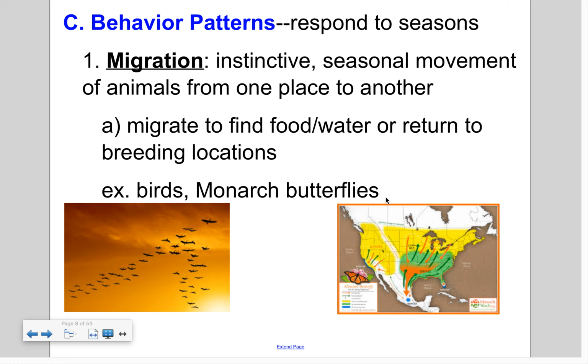Behavior patterns, which means that their behavior corresponds to seasons. One of them is called migration, which is seasonal movement from one area to another. We see this in our area, especially with birds, how they migrate to find food or water or return to breeding locations. Monarch butterflies do the same thing. Right before fall, they will migrate to Mexico and then they'll come back.